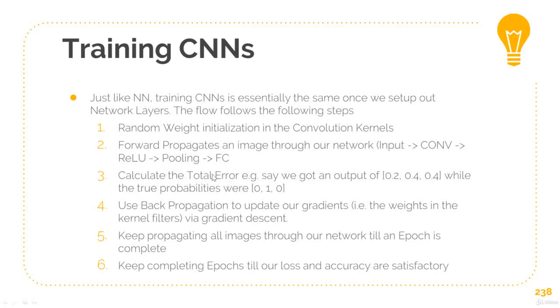And we get the error, being basically the class probabilities. So let's say we were looking for an output of 0.2, 0.4, 0.4. When the true probability is this, in class probabilities, you want it to be as close to this as possible, where it's very sure it's in one category and very low probability in the other categories. So then we apply a loss function, pass it through an optimizer, and use backpropagation to update our gradients via gradient descent. And we keep propagating all our images through our network till we complete an epoch, and then we keep completing epochs until our accuracy and loss are satisfactory.